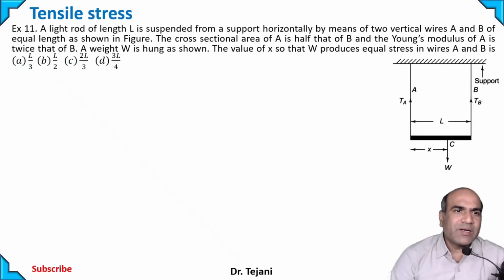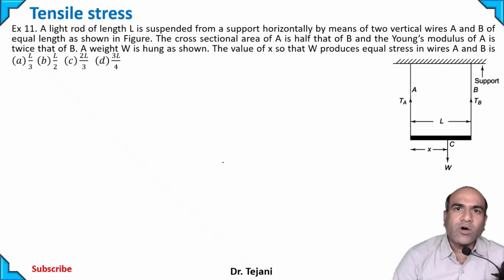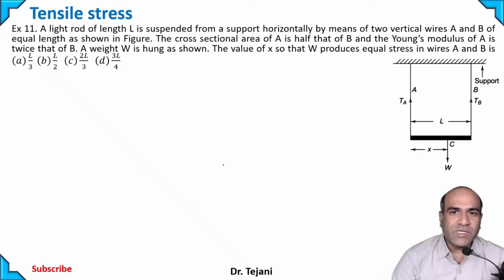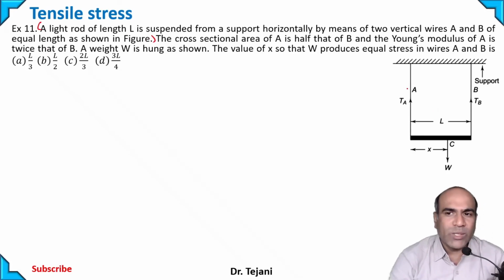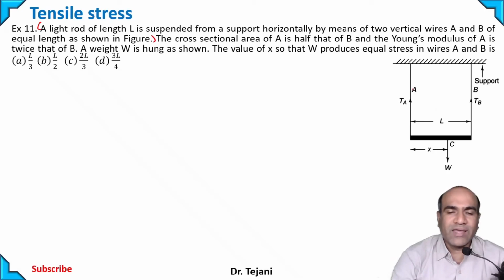We have example number 11. A light rod of length L is suspended from a support horizontally by means of two vertical wires A and B of equal length as shown in figure. So see, the first statement is just a statement and the drawing is given. So directly you can read the drawing and get the idea. If the drawing is not given, then you have to make your drawing by reading the statement. It is somewhat difficult, but you have to learn that.